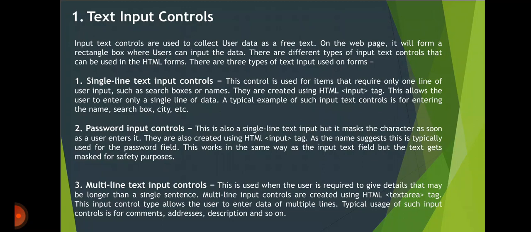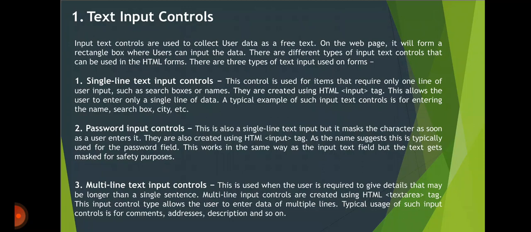They are created using the HTML input tag. This allows the user to enter only one single line of data. A typical example of such an input text control is for entering a name, search box, city, etc. Password input control. This is also single line text input, but it masks the characters as soon as the user enters them. They are also created using the HTML input tag. As the name suggests, this is typically used for the password field. This works in the same way as an input text field, but the text gets masked for safety purposes.